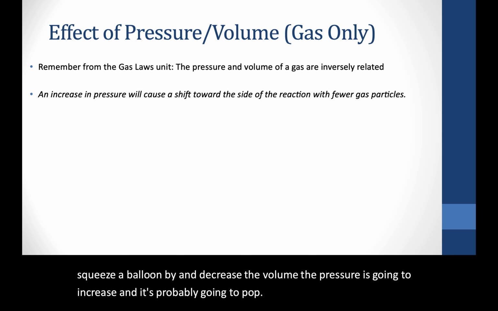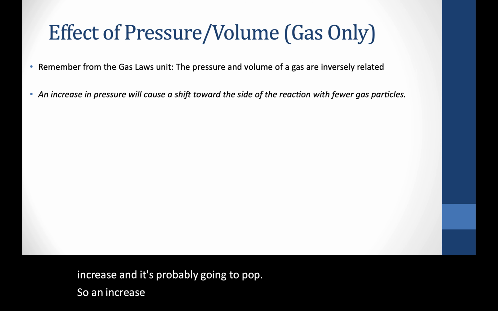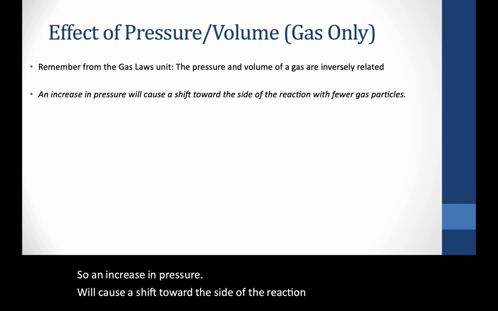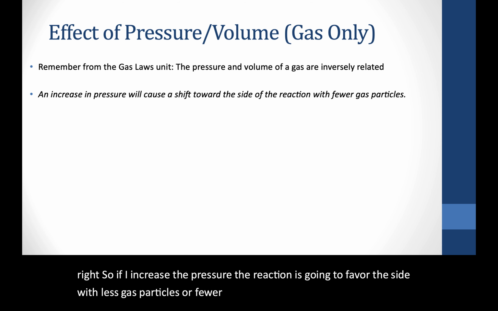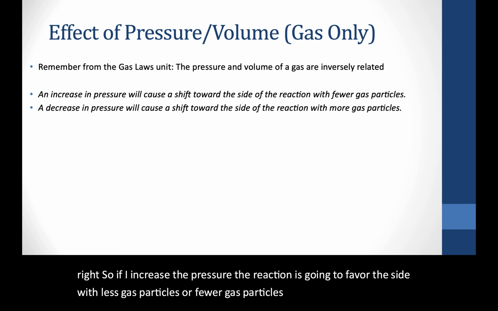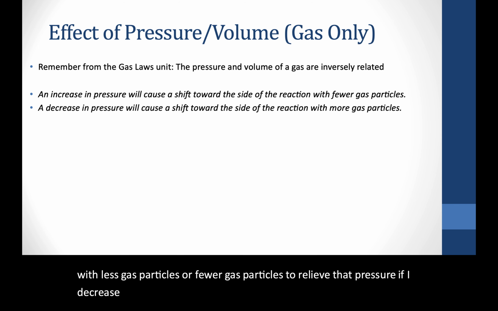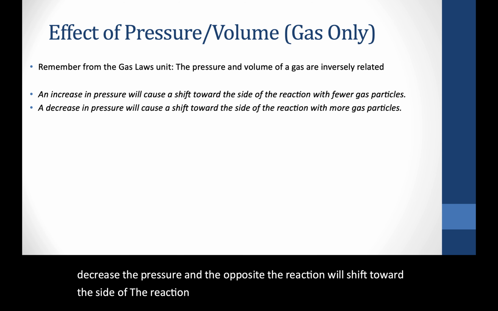So an increase in pressure will cause a shift toward the side of the reaction with fewer gas particles, right? So if I increase the pressure, the reaction is going to favor the side with fewer gas particles to relieve that pressure. If I decrease the pressure, it'll do the opposite. The reaction will shift toward the side of the reaction with more gas particles.